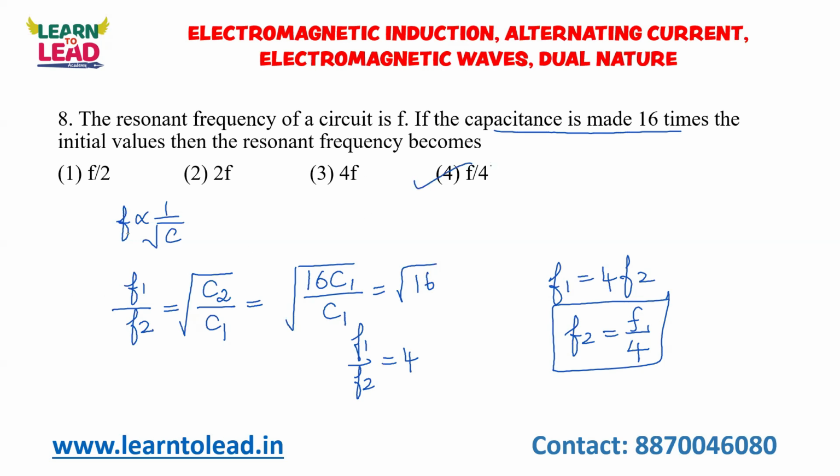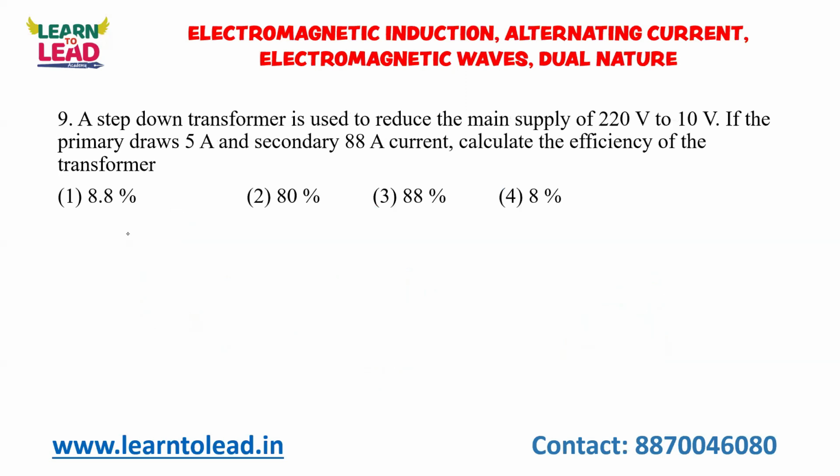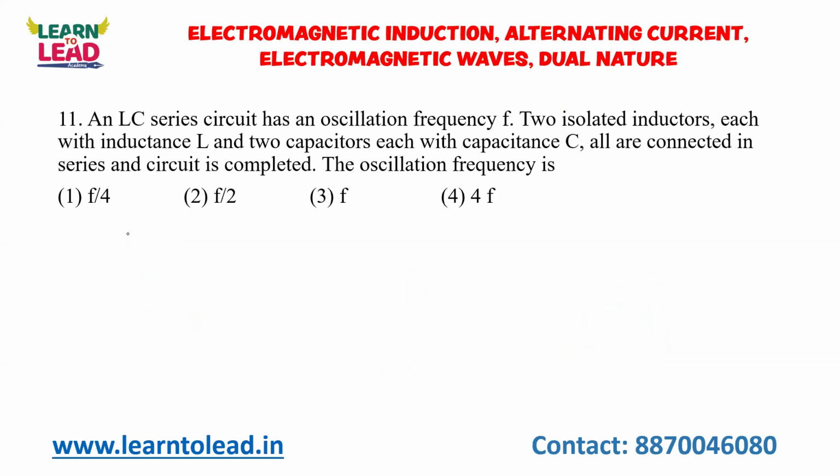Now, let us see the next question. See, similarly, we have another question. Actually, the relationship between frequency and capacitor is F is equal to 1 by 2 pi square root of LC. This is the relationship. So, 1 by 2 pi is a constant. So, frequency is inversely proportional to inductor and capacitor, remember.